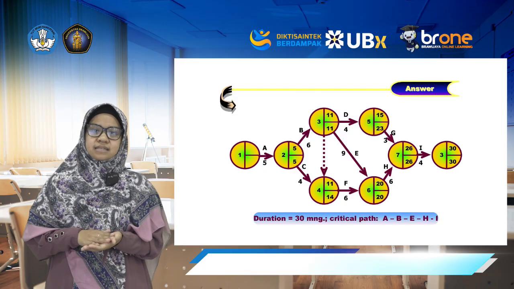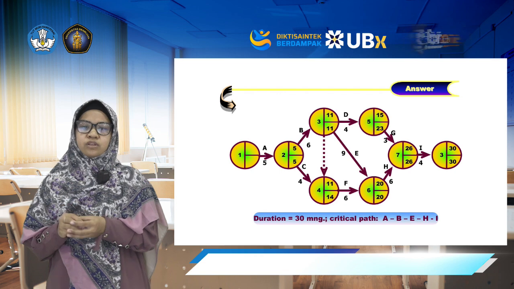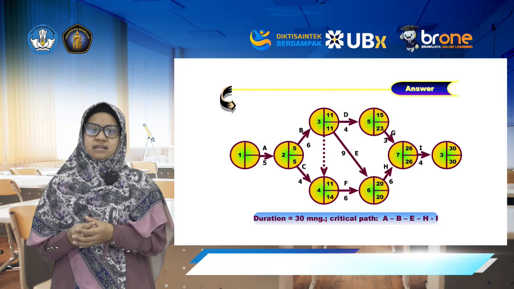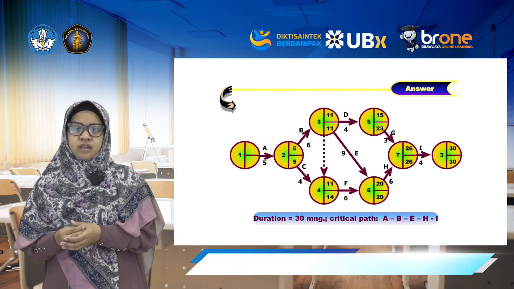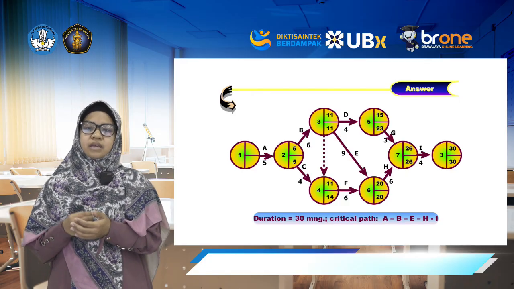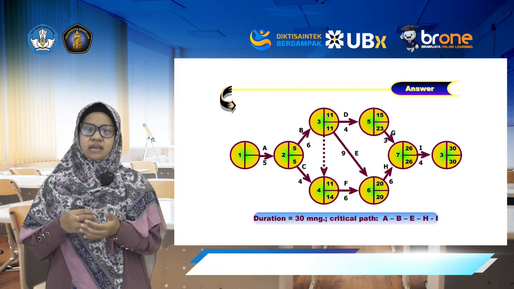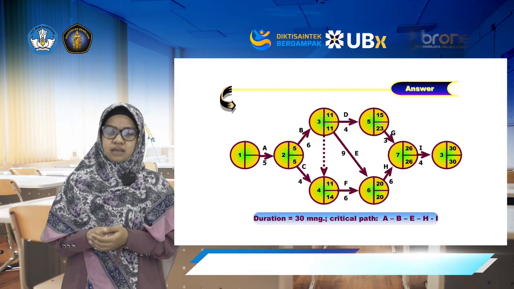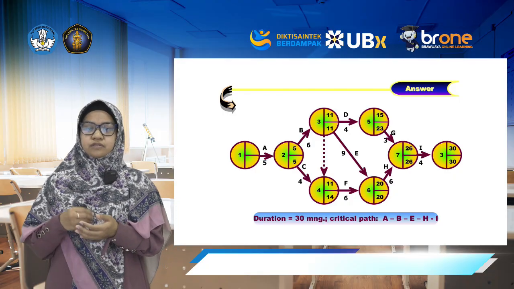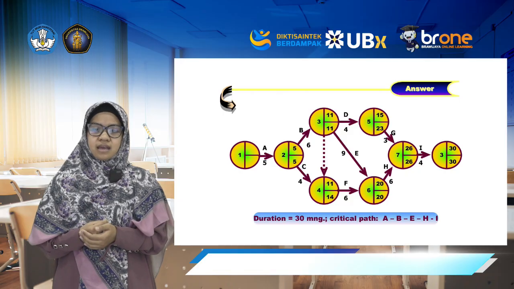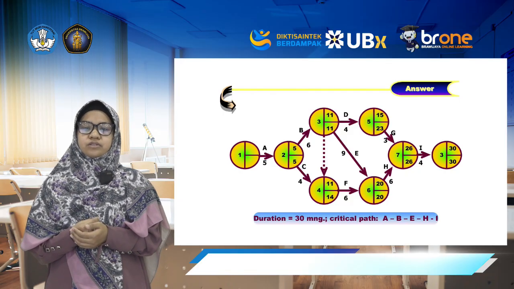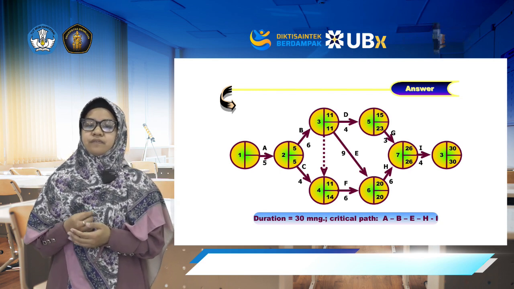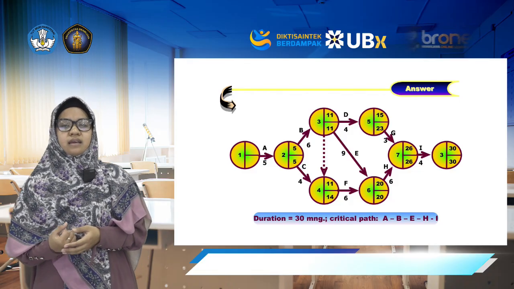Backward pass: set the project LF at the finish node to the forward project duration, 30 here. Move backward: LS, latest start, equals LF minus duration. For a predecessor, LF equals the minimum LS among all successors, along A, B, E, H, and I. I's LF equals 30, LS is 30 minus 4 equal to 26, H's LF equals 20, and E's equals 11, and B's equals 5, and A's equals 0.